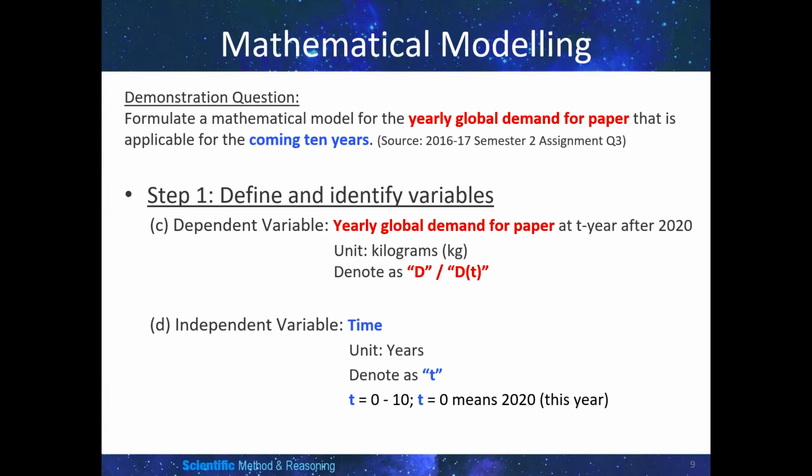And then we move on to the independent variable. The independent variable here is time. It is usually on the x-axis, and the unit is year, and we will need to clearly denote it as T. And T is the number of years after this year.